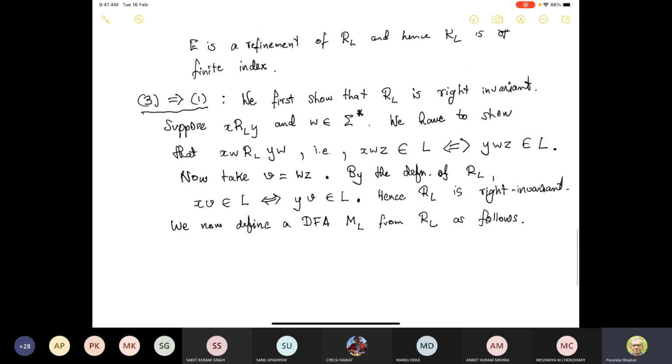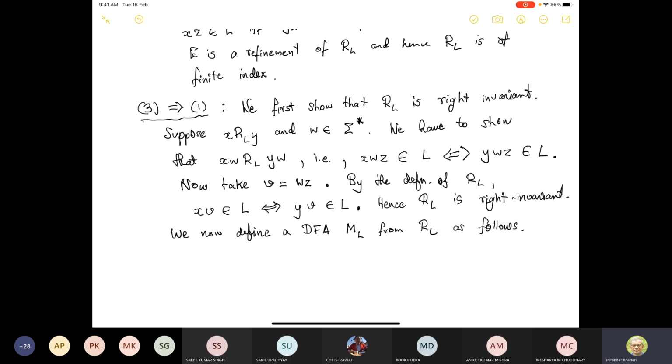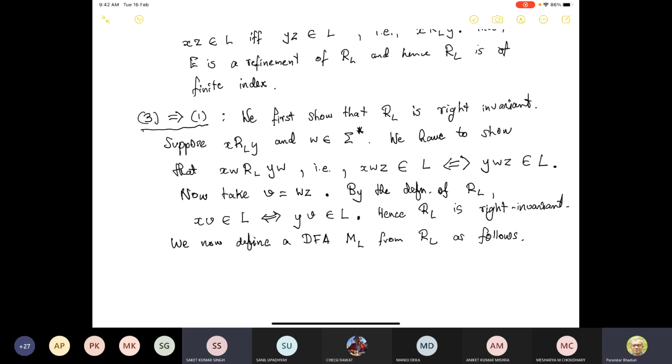All we know is that RL is an equivalence relation, defined in a particular way, which is of finite index. And you want to define a DFA from there. So what do you think should be the states? Reachable states from those equivalence classes. Well, just the equivalence classes. Okay.